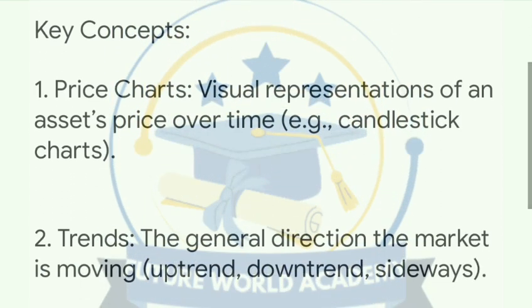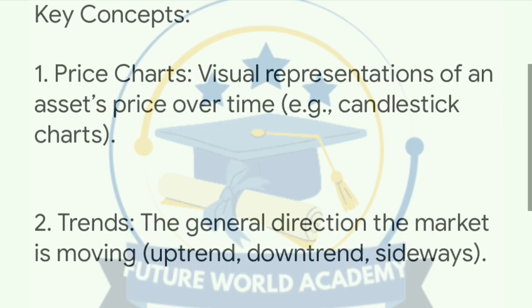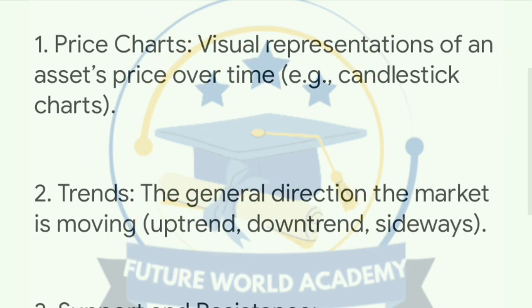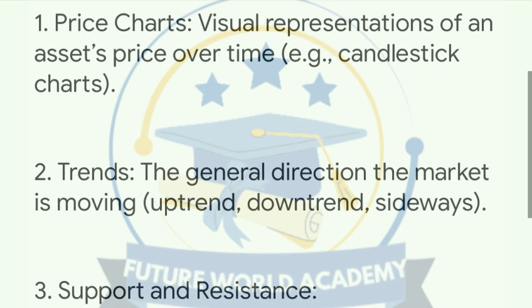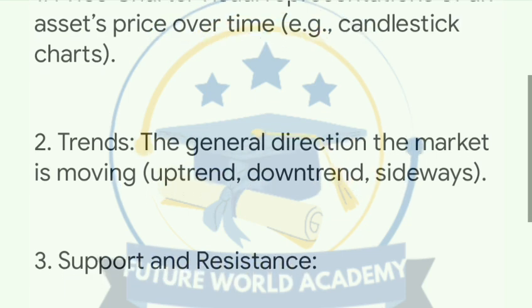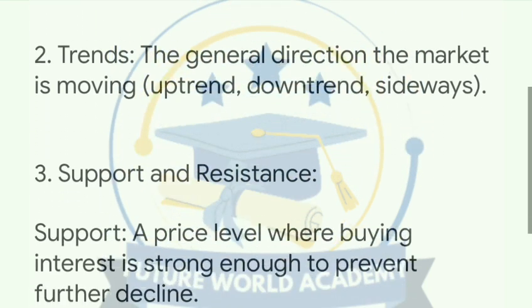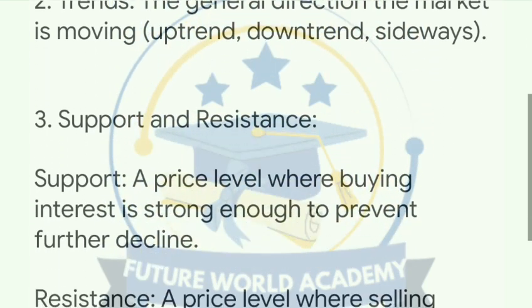Key concepts: 1. Price charts. Visual representations of an asset's price over time, e.g., candlestick charts. 2. Trends. The general direction the market is moving: uptrend, downtrend, sideways.